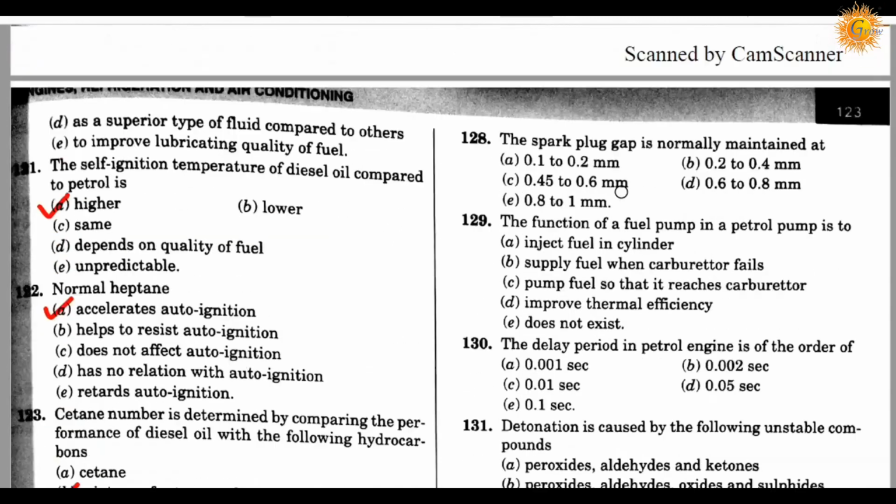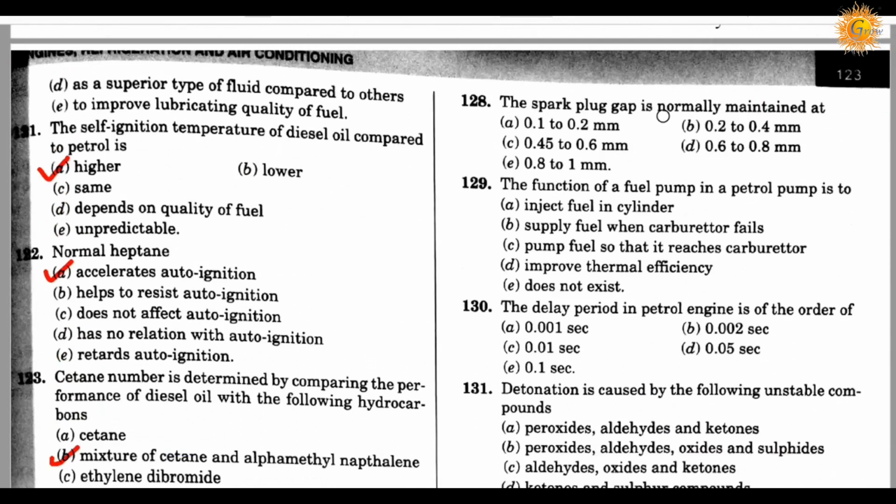Question number 128. The spark plug gap is normally maintained at option A, 0.1 to 0.2 mm, option B, 0.2 to 0.4 mm, option C, 0.45 to 0.6 mm, option D, 0.6 to 0.8 mm, option E, 0.8 to 1 mm. So the correct answer is C.